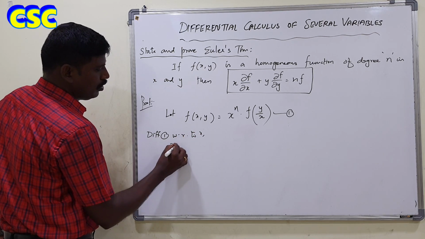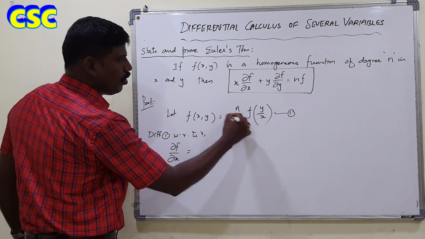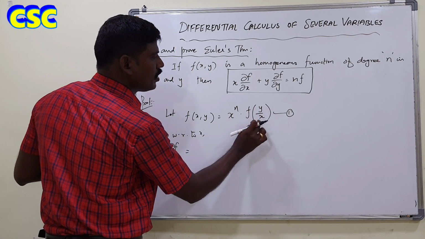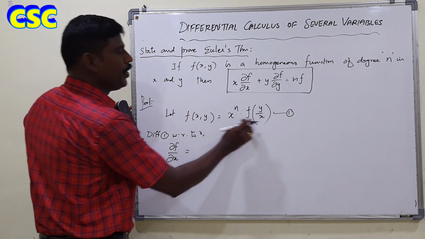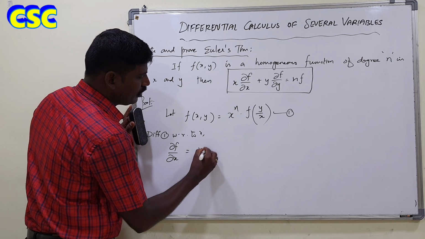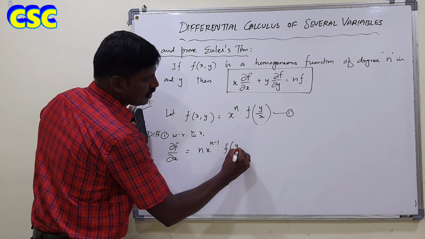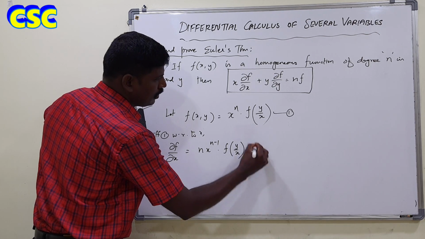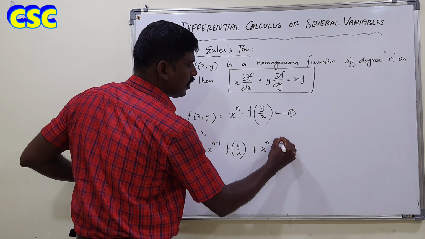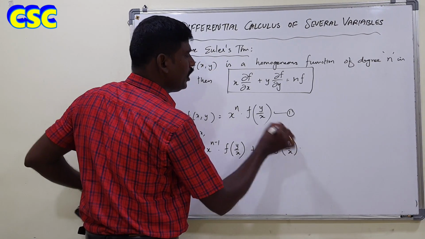So what will you get? Dou f by dou x is on the left hand side. What is on the right hand side? Here the x term is present, and in this function also the x term is present, so applying the product rule between those two. What is the derivative of x power n with respect to x? n into x to the power n minus 1, and keep the function as same. Plus the first term into the derivative of the second. What is the derivative of the second? f dash of y by x into the chain rule function.